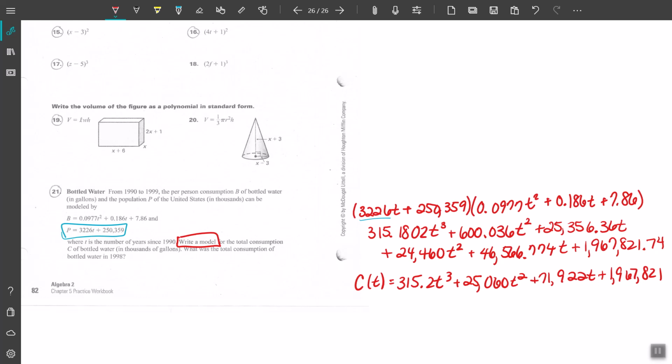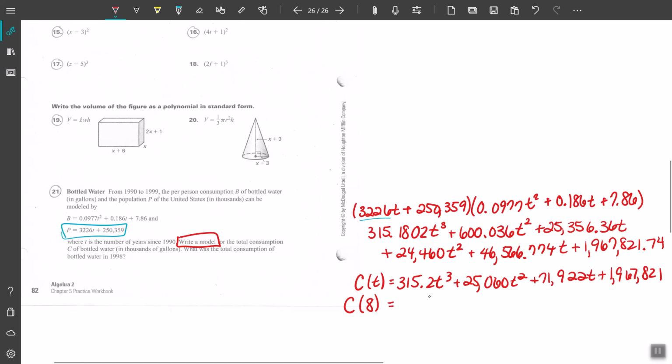All right, that last question asks, what is the total consumption of bottled water in 1998? Well, if we go back up to the beginning, it says where t is the number of years since 1990. So 1998 minus 1990 gives me 8 years since 1990. So I'm going to come into the function and evaluate at t of 8. Remember, this is just for information purposes only. You're not multiplying c and t together. It's just saying we're going to find the value of the function when t is 8.